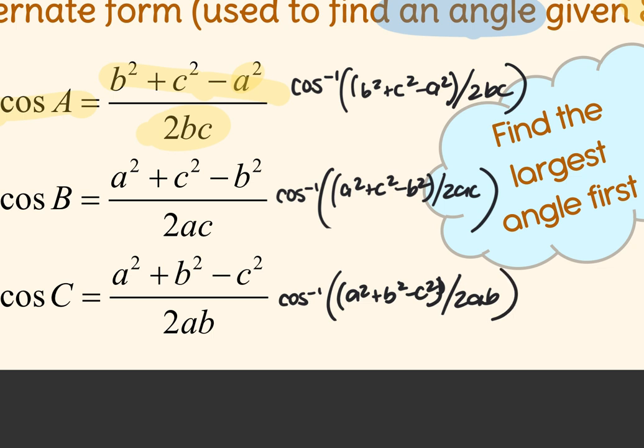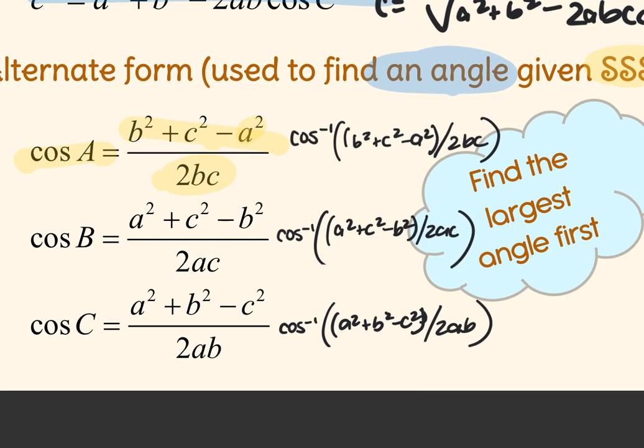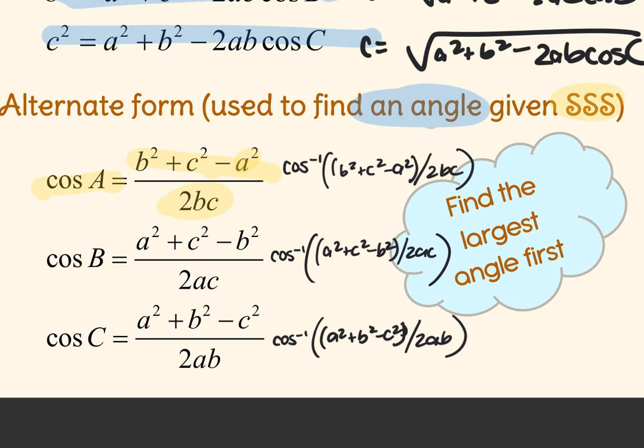Does it say 2AC in the middle one, like in the last slide? On the last slide, it says find the largest angle first. It says 2AC. Yes.